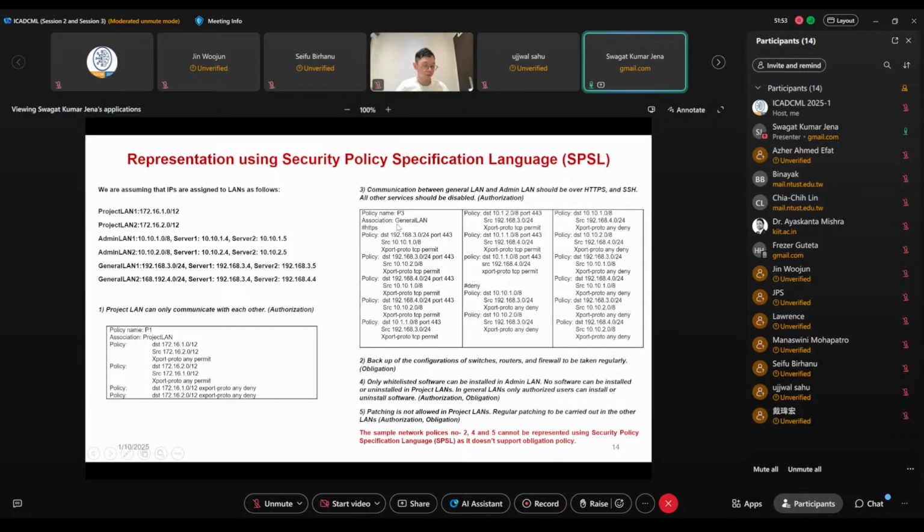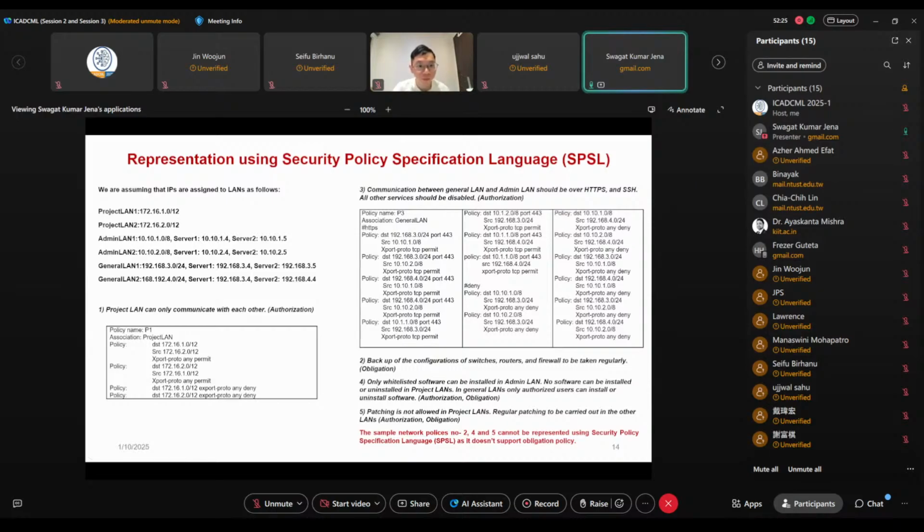Similarly, the communication between this LAN and the admin LAN should be over HTTPS and SSH, and all other services should be disabled. So for all the policies, see this destination is this much, port number is 443, which is basically HTTPS. So we are doing a TCP permit. So it is permitting. Similarly, vice versa, we keep on writing all these things. Similarly, for deny operations, we also write the same kind of policy. We declare those policies.